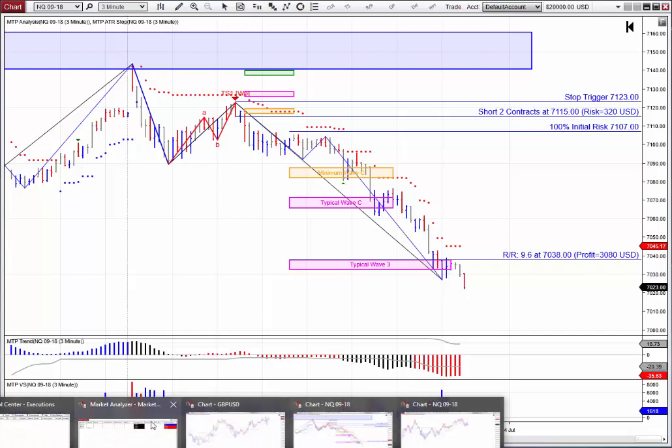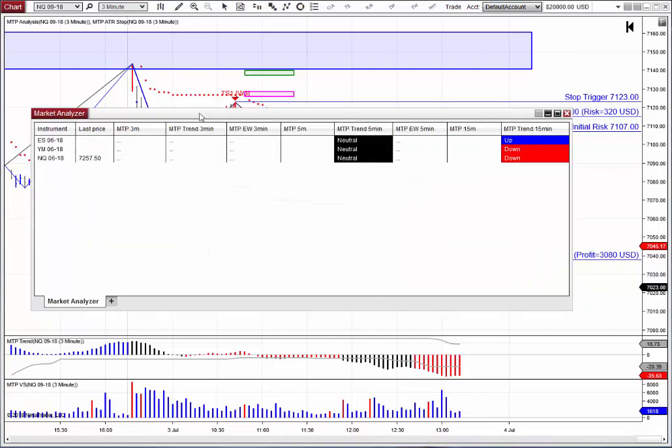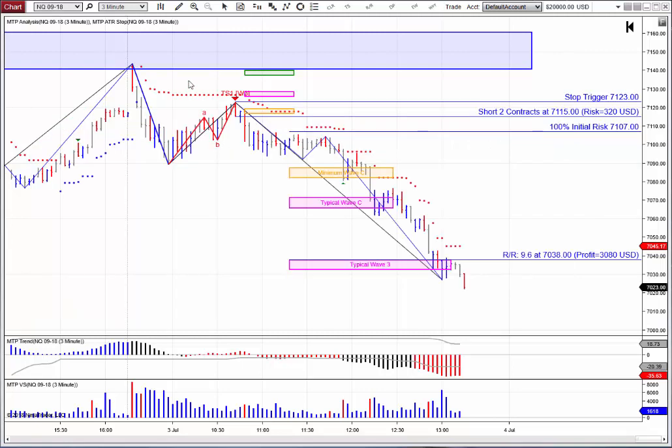If you're using the NinjaTrader add-ons, we have our market analyzer here. You can see the markets are not open at the moment, so that's why these columns are blank. But you could follow the time frames you wish in your market analyzer as well.